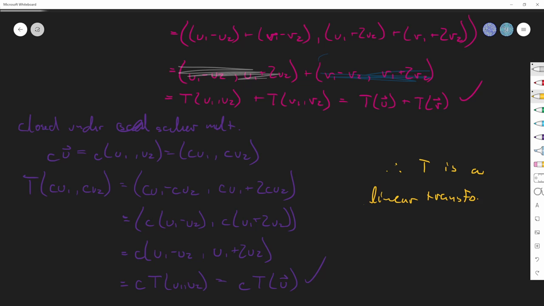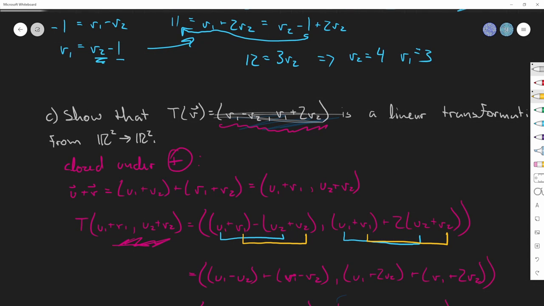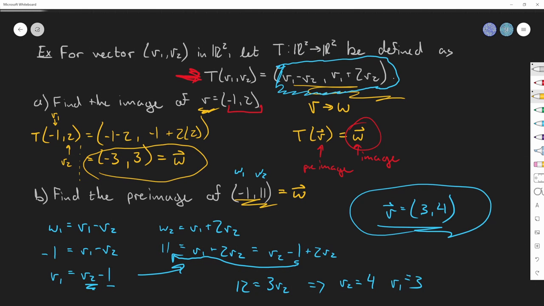So we just showed that this is a linear transformation, and that's pretty much it for this video. I might do a couple more examples of image and pre-image, and after that I'm going to start throwing in a bunch of functions, and we have to show that it is or isn't a linear transformation. For this one, I just wanted to put two in one, because it's finding the image and pre-image, but we also show that this is a linear transformation.